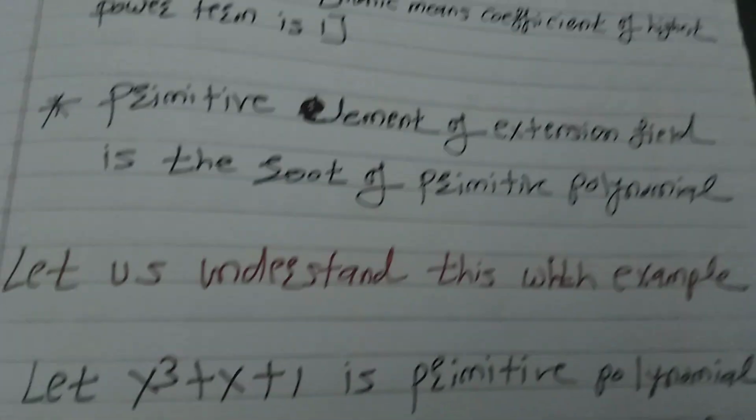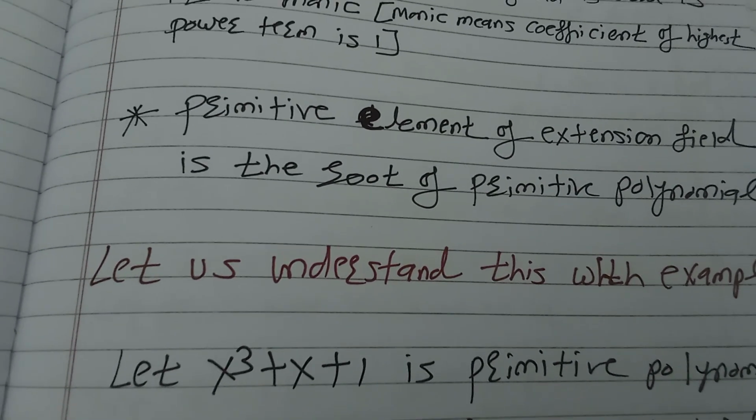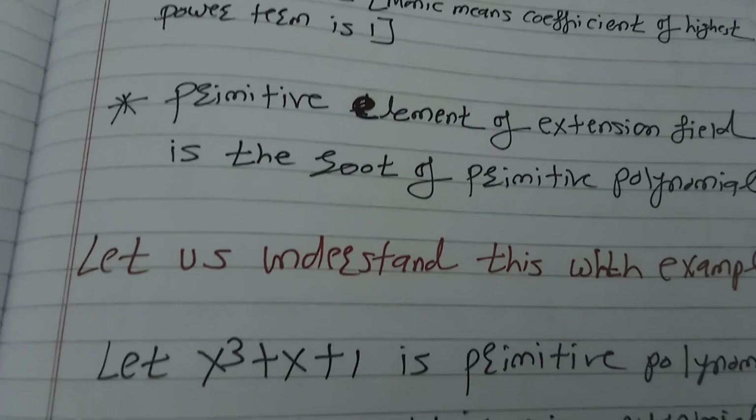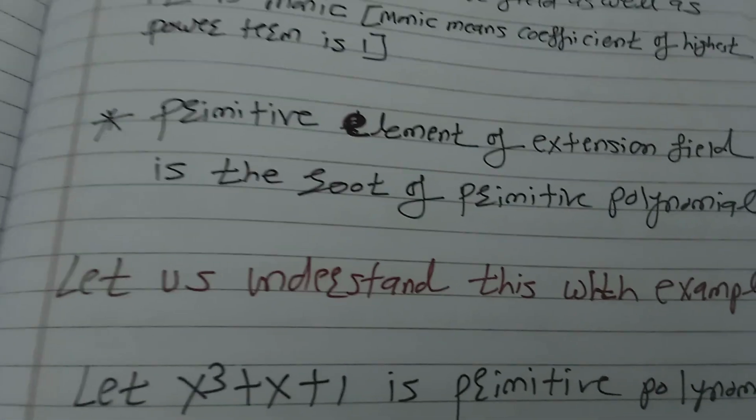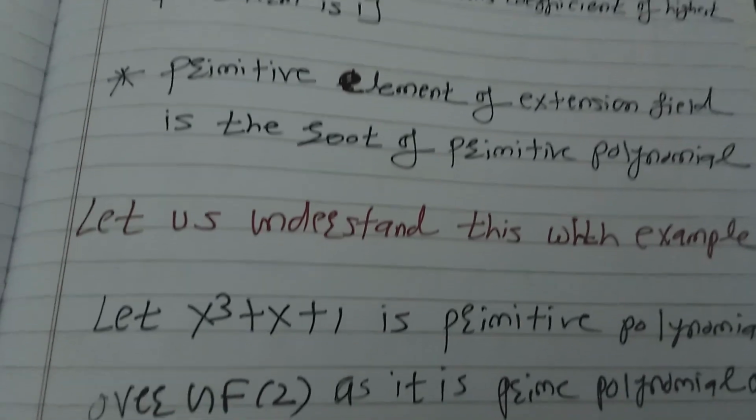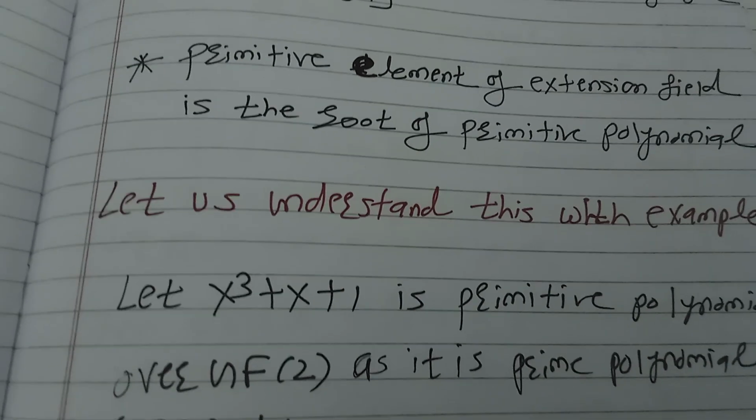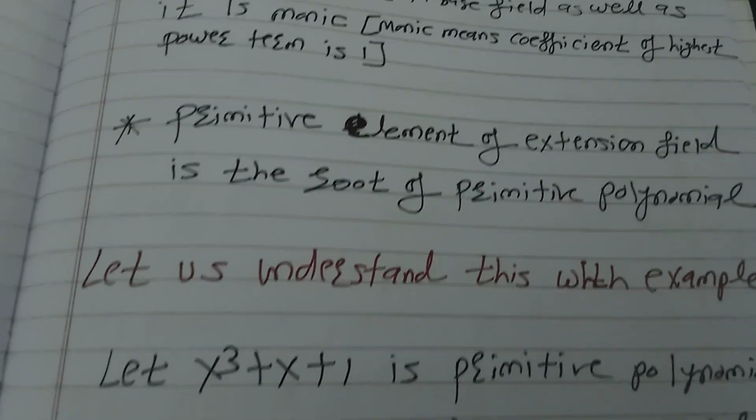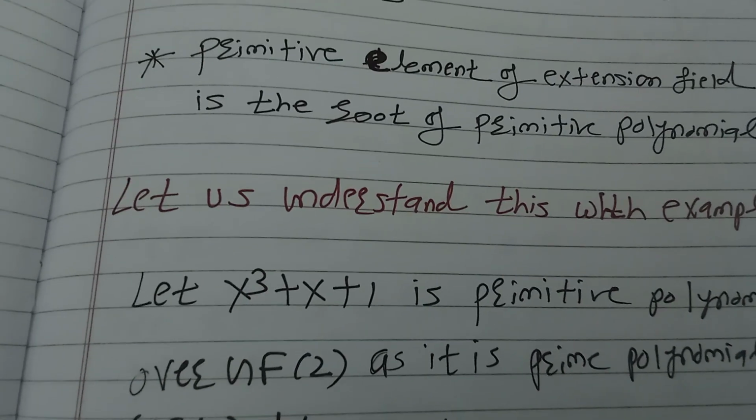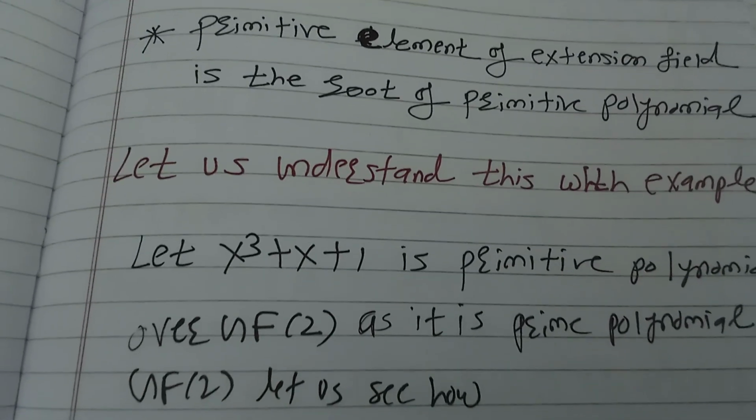Let us take the primitive polynomial x cube plus x plus 1. This is used to construct the extension field. Which extension field? This x cube plus x plus 1 is a primitive polynomial over a base field. Which is the base field? Galois field 2. That is its base field. So x cube plus x plus 1 is a primitive polynomial over the base field Galois field 2.